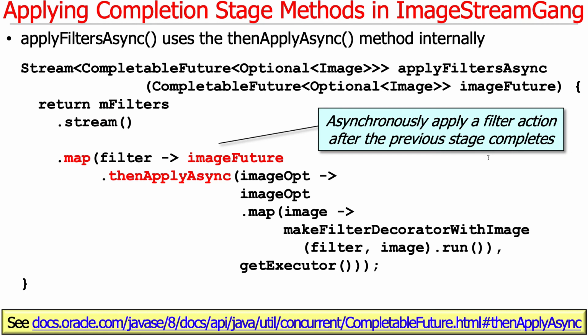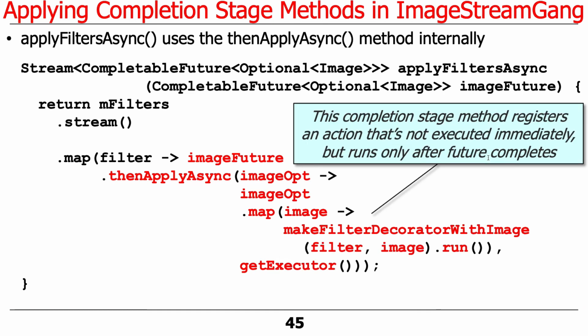And then we're going to do the following. For each filter in the stream, we're going to wait until the future completes. So once the image is finished downloading, then for each of these filters, we're going to go ahead and call thenApplyAsync. So this processing is going to be applied only after the image is finished downloading, which of course makes sense. It doesn't make any sense to start processing an image or filtering an image that hasn't finished downloading yet, right?